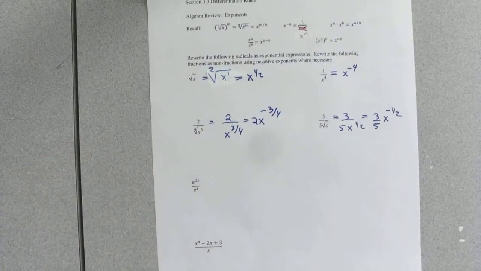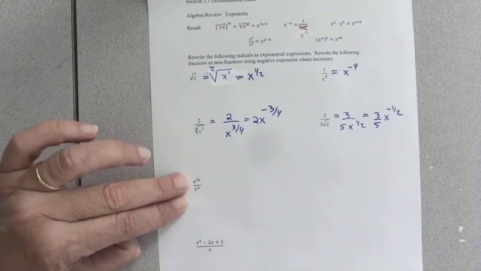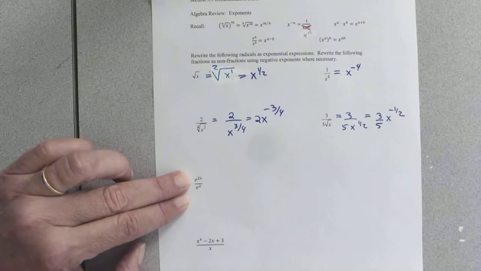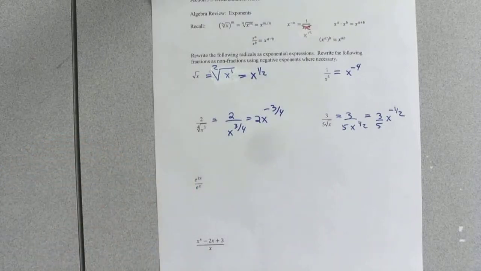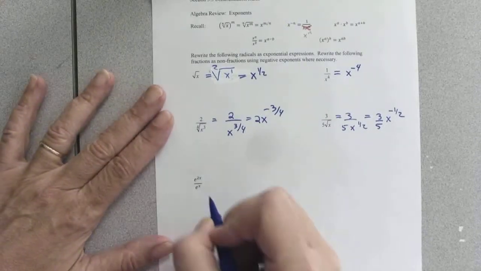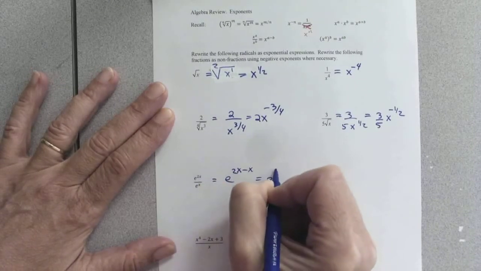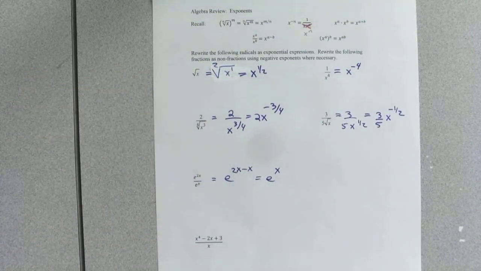Here we have some exponentials. Same rules still apply, even for variable exponents. Remember, e is a number. And so I have e raised to the 2x, e raised to the x. So my base here is a number where my exponents are variables. Well, the same rules apply. And so that's going to be e to the 2x minus x, for e to the x.